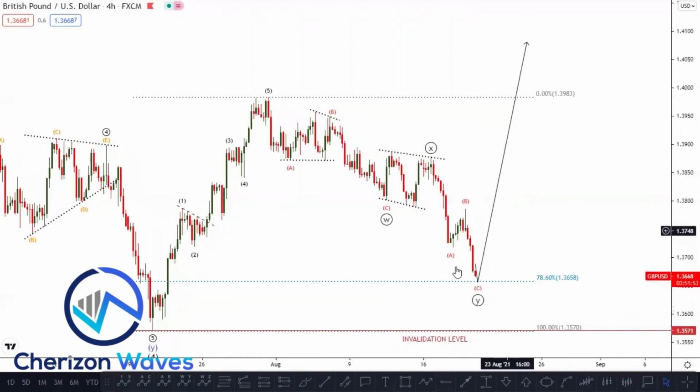Therefore, if we trade this pair after a reversal and a bullish flag, we will trade it as a long position with stops here, and our targets will be 161.8% of this wave 1. That is it for GBPUSD.